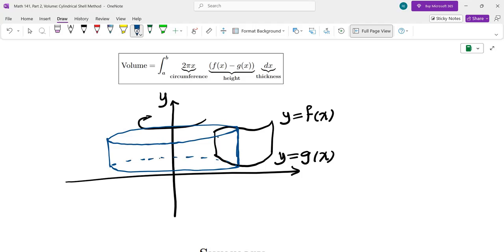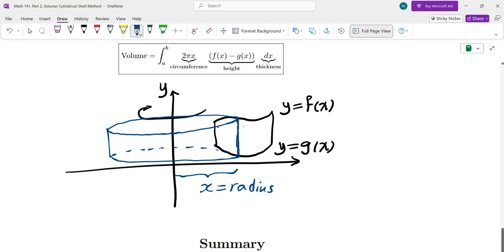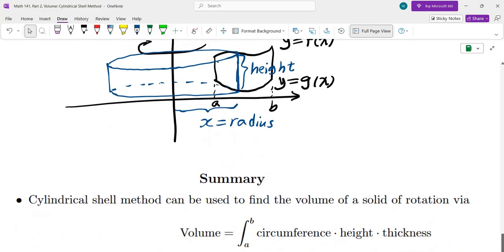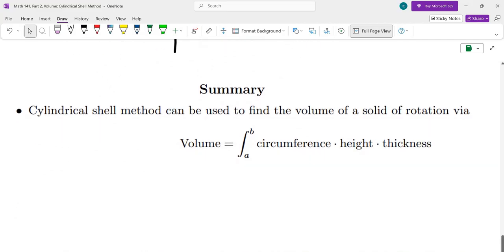What is the circumference? Well, the radius is x, therefore the circumference is 2 pi x. What is the height? The height is the difference between f of x and g of x, so it's f of x minus g of x. And thickness is dx, and the limits of x are from a to b. So to summarize, the cylindrical shell method tells us that the volume is the integral of circumference, height, and thickness.